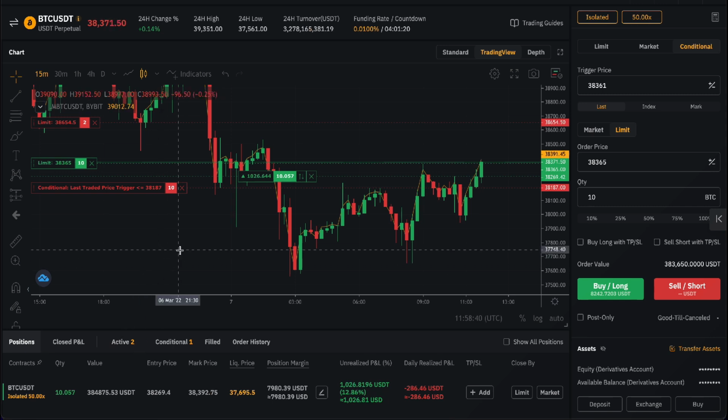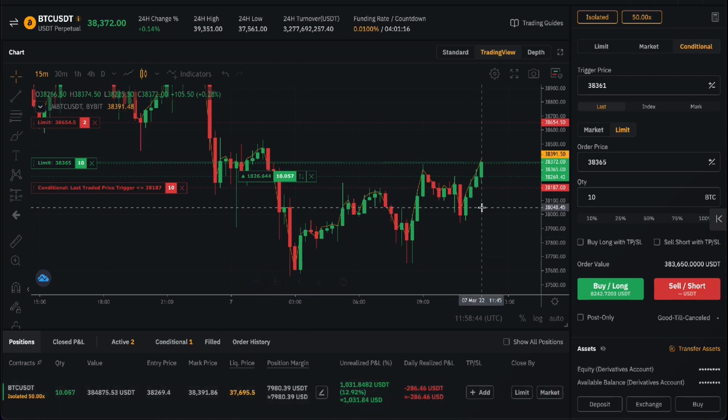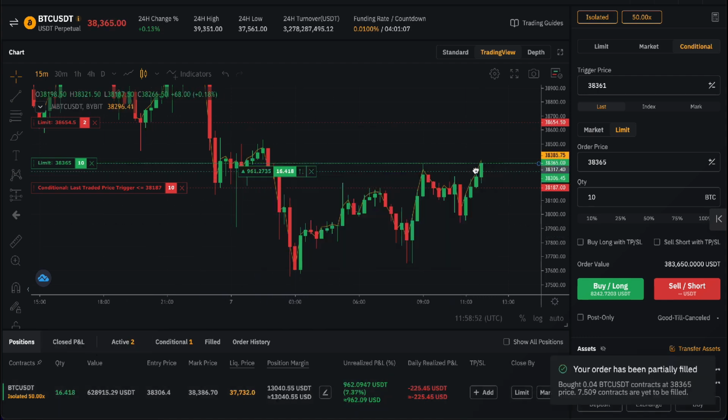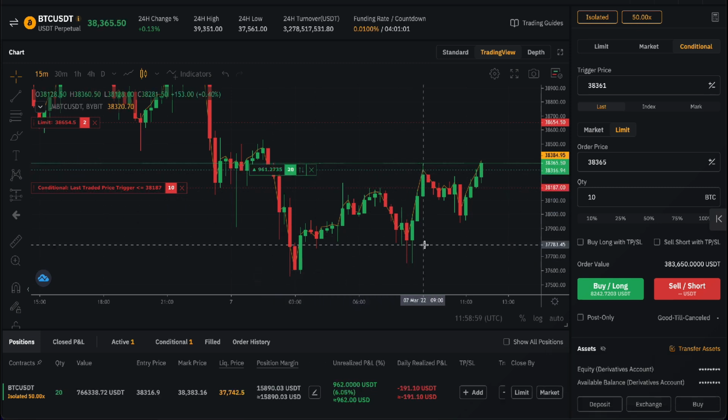Okay, we're getting partially filled here because we have a limit. Okay, I see what's going on here. Okay, we're getting filled. Pretty good. So we're getting filled up to 20 on this breakout right here. This is a double bottom. I'm going to explain to you the setup. Let me just manage everything right here.